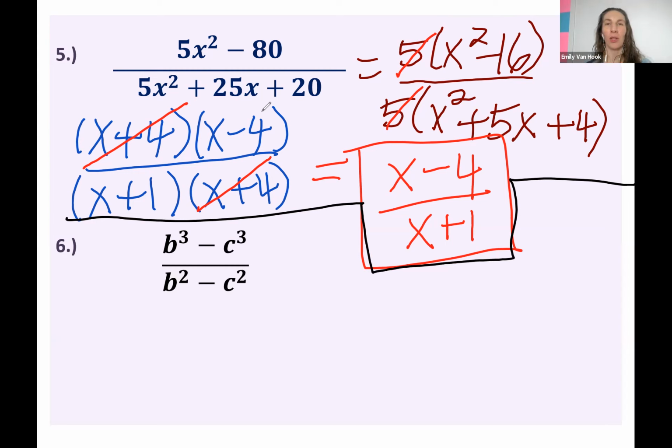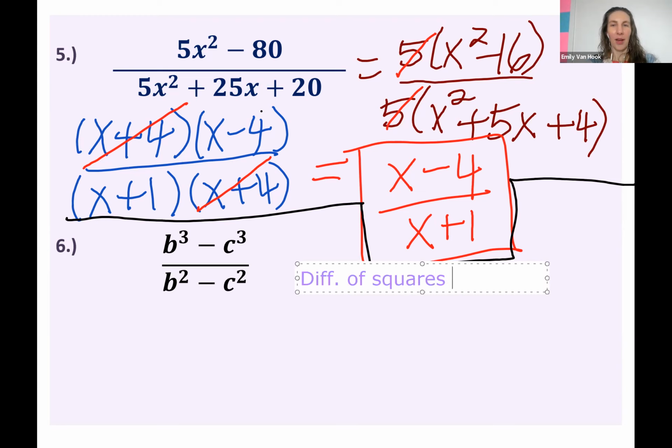So the original formula would be A plus B, A minus B. In this case, it's B plus C, B minus C. So same formula, just different letters. So difference of squares, I'll type that here for the denominator, difference of squares. A plus B, A minus B is the pattern. Obviously different letters in this problem.